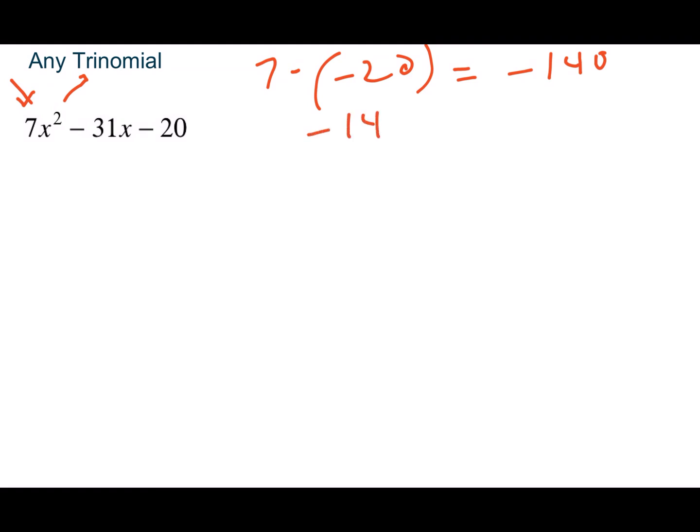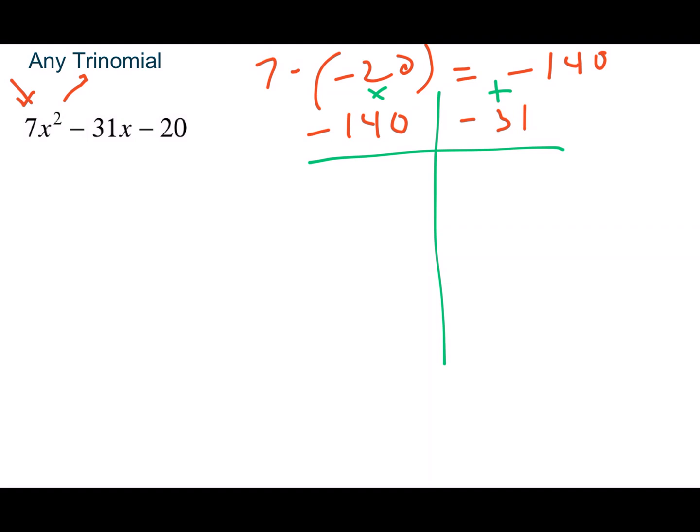So if you're thinking about that table before, I need them to multiply to be negative 140 and add to be negative 31. So this becomes a challenge. First of all, because they have to multiply together to be a negative, I know one factor has to be positive, one has to be negative. And then it's a matter of trying to figure out what the right factors are.